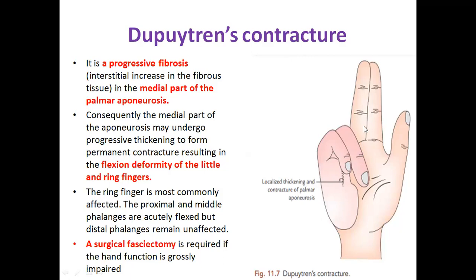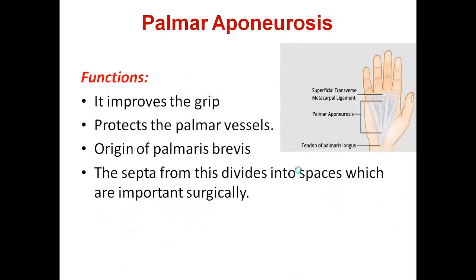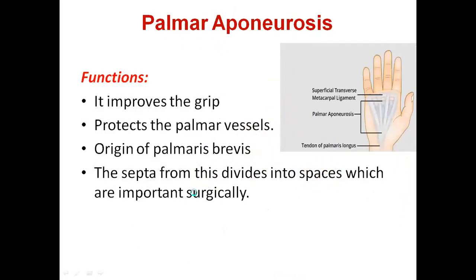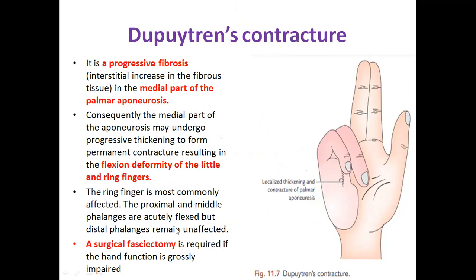I told you this is the proximal and this is the middle phalanx. So the proximal and the middle phalanges are acutely flexed, as you can see. This is the proximal interphalangeal joint, this is the middle interphalangeal joint, this is the distal. But the distal interphalangeal joint is remaining unaffected, because you see the attachment of this palmar aponeurosis is towards the root. It's not extending up to the distal part. That's the reason the distal interphalangeal joint is spared.